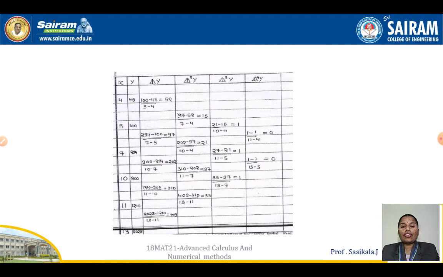So x and f of x have been given. First, write the table with x values and y values in the columns: 4, 5, 7, 10, 11, 13, and the corresponding y values. After that, go with your divided difference of y. How will we calculate it? It is 100, that means (y1 minus y0) by (x1 minus x0). Similarly, 294 is nothing but (y2 minus y1) by (x2 minus x1). Next one, (y3 minus y2) by (x3 minus x2). Similarly, you can fill your first column.